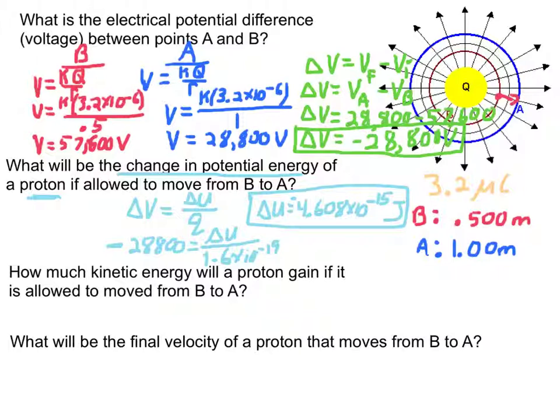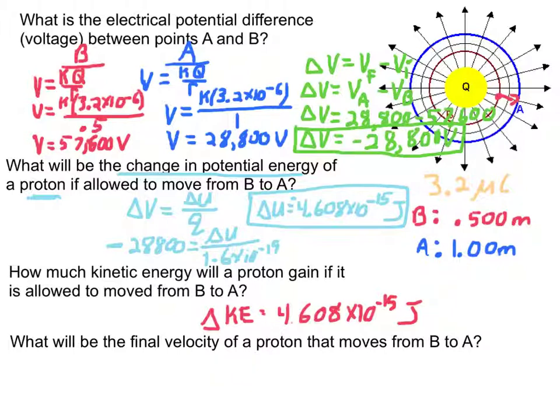So down here, how much kinetic energy will a proton gain? Well, it's going to gain 4.608 times 10 to the negative 15th joules of energy. That's how much it gains. It loses that much potential, and so it gains delta KE that much. So now lastly, what will be the final velocity of the proton as it moves from A to B?